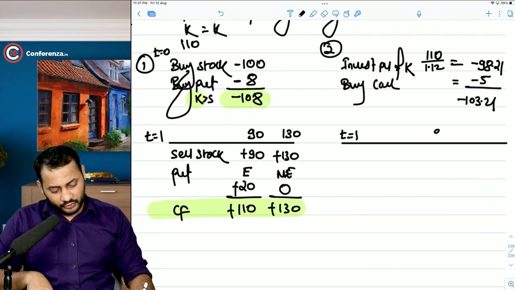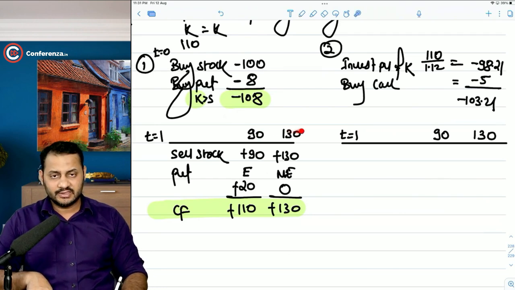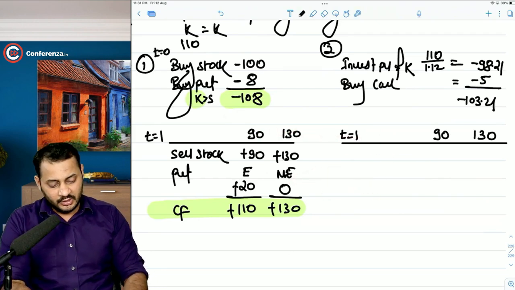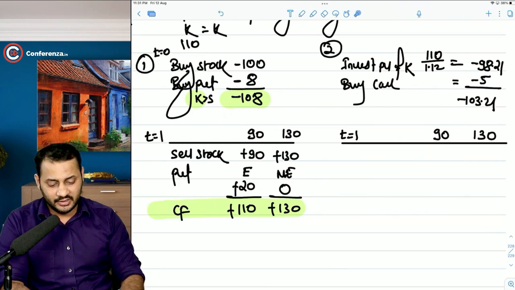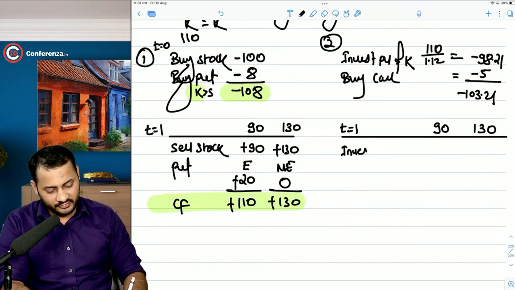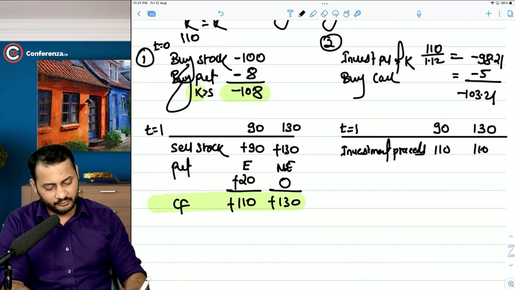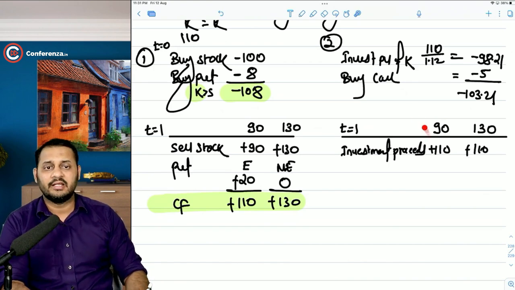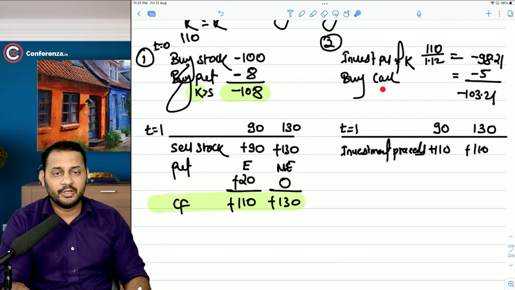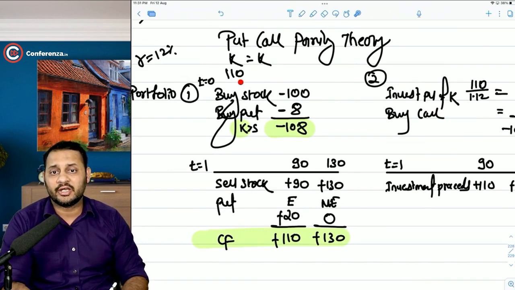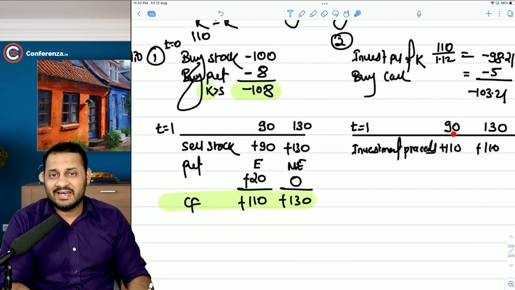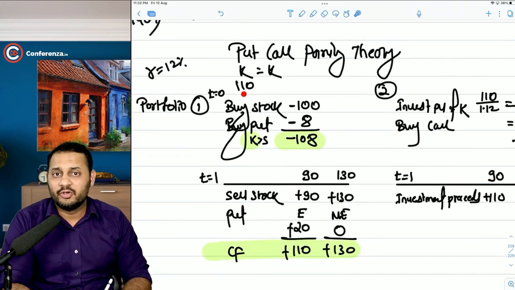After 1 year, the market can go to 90 as well as 130, the same as before, so that it will become comparable. Investment has nothing to do with the market prices. It will add interest to the investment and give it back to us. So this will be called investment proceeds, which will be 110 in both the cases. I will receive 110 from the bank and the investment will get over. Now what will happen to the call option? The call option had a strike price of 110. That means you have the right to buy the stock at 110. When the market is at 90, when I can buy the stock at 90, why would I prefer to buy at 110?